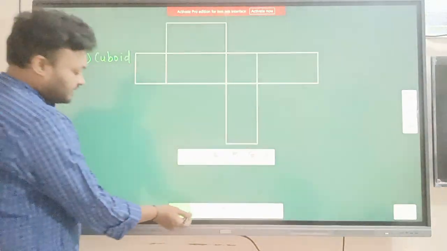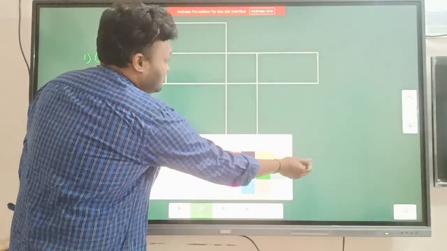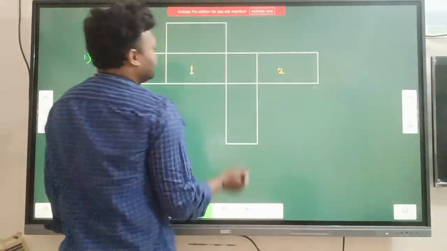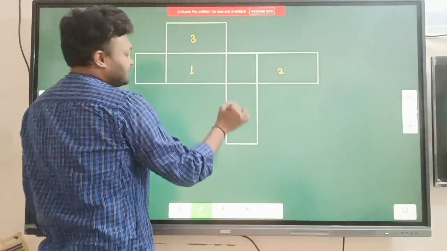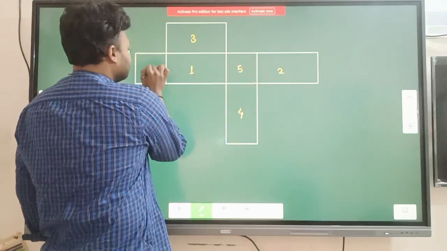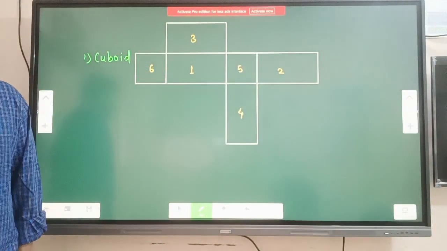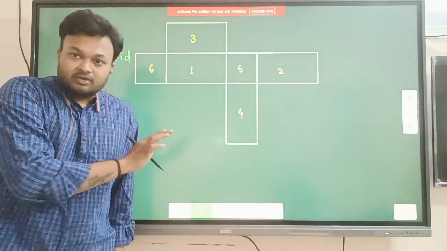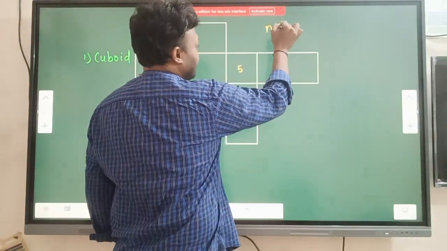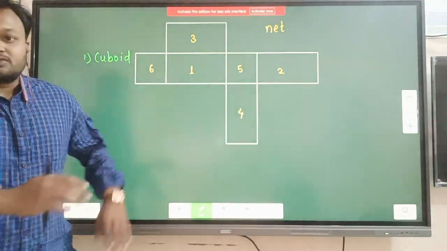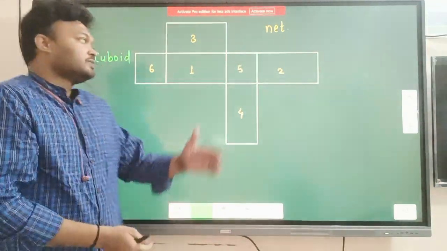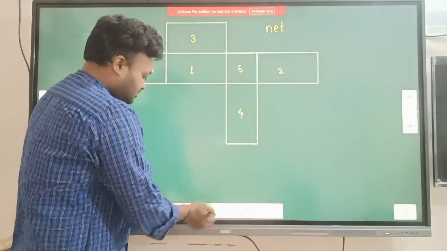Now you see clearly, this first face and this second face are equal to each other. This third face and fourth face are equal to each other. This fifth face and sixth face are equal to each other. So this is our cuboid. You know what this is called? This is called a net of a diagram. It means once you unfold the polyhedron, we get a net.